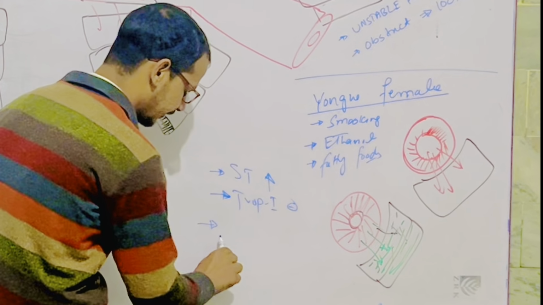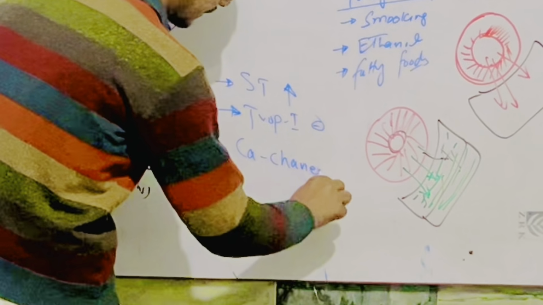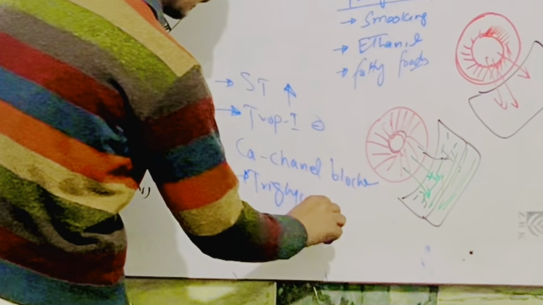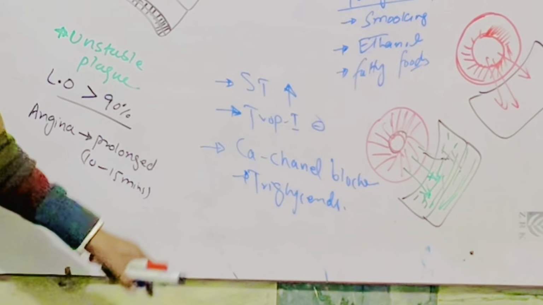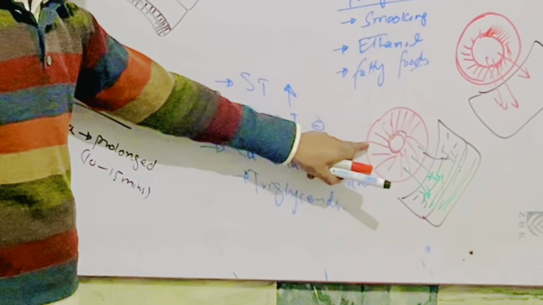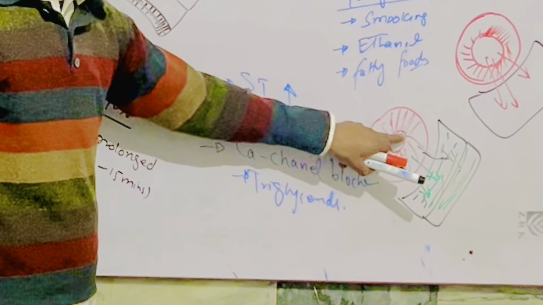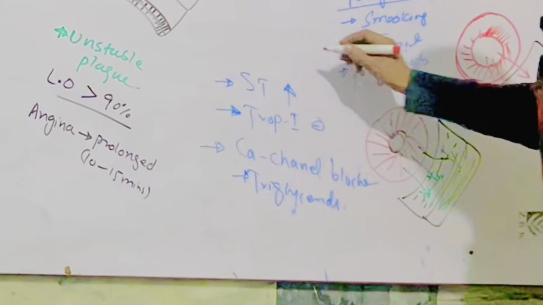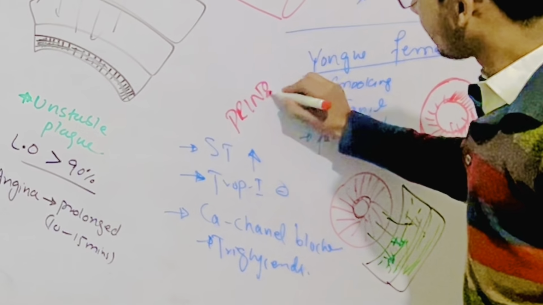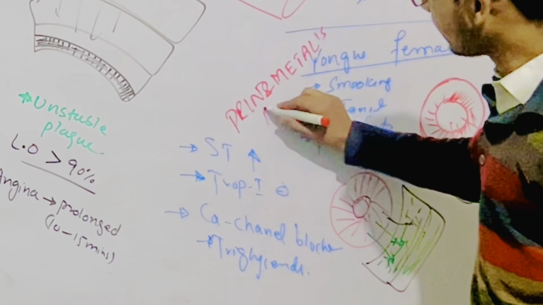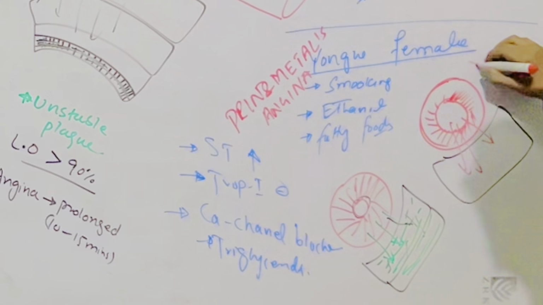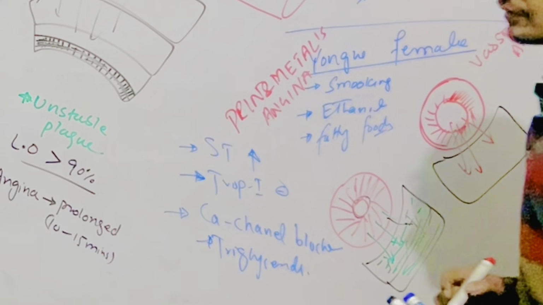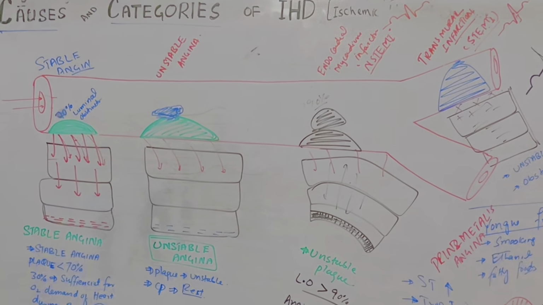So in treatment, we will give calcium channel blockers, and nitrates. Right? So this is the treatment for these females. The common time in which this pain occurs, when Prinzmetal's angina takes place, is midnight in bed. This is Prinzmetal's angina. It is also known as vasospastic angina. And these are all the categories of angina or ischemic heart disease.